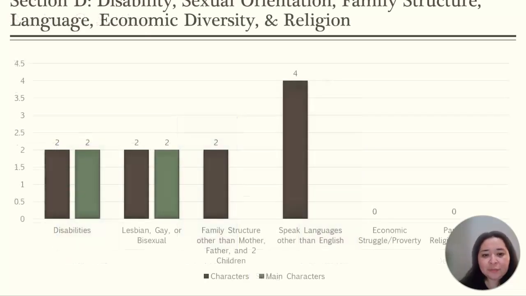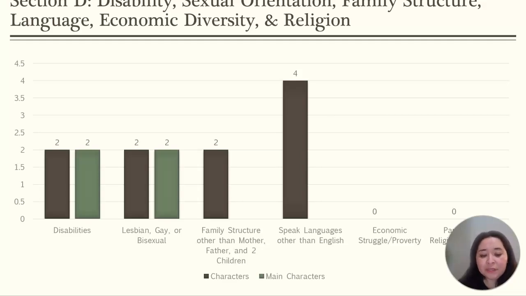Section D: disability, sexual orientation, family structure, language, economic diversity, and religion. We did not have that many books on disabilities, which was surprising as well because we do have a lot of children with disabilities that attend the school, and we've had them in the past. So I thought this was really important to have in the classroom in order for children to learn about being inclusive. And for a lot of them, this will also be the first time that they've interacted with a person that has a disability.